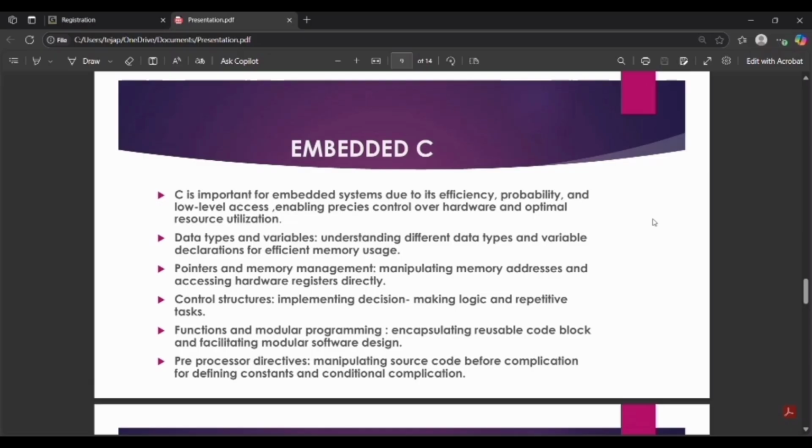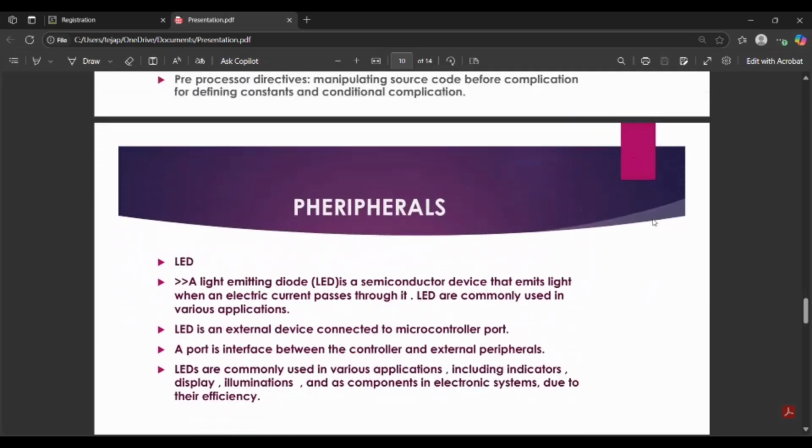First we have to build our own logic by doing tasks every day. Functions and modular programming: encapsulating reusable code blocks and facilitating modular software design. We have to learn C first. And preprocessor directives: manipulating source code before compilation. Here is the next slide.